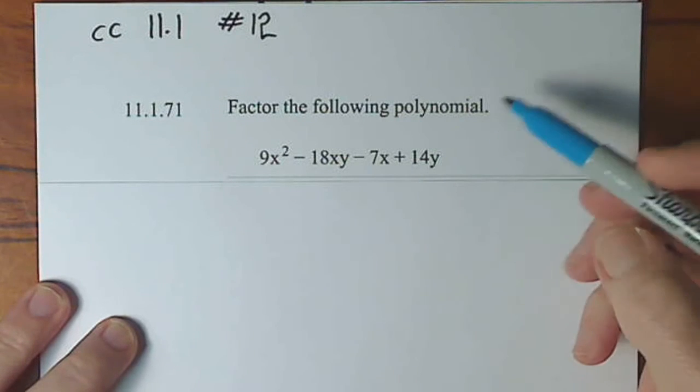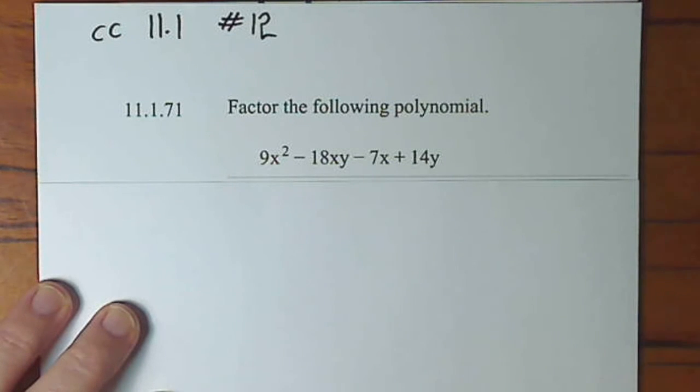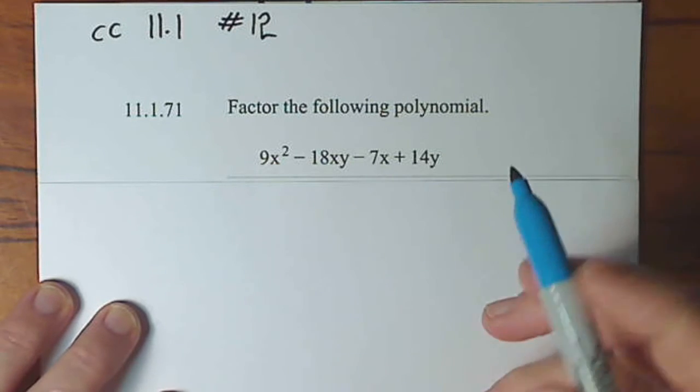We're asked to factor the following polynomial. We can use factor by grouping. We could also use what I refer to as the box method. I'll show you factor by grouping here.